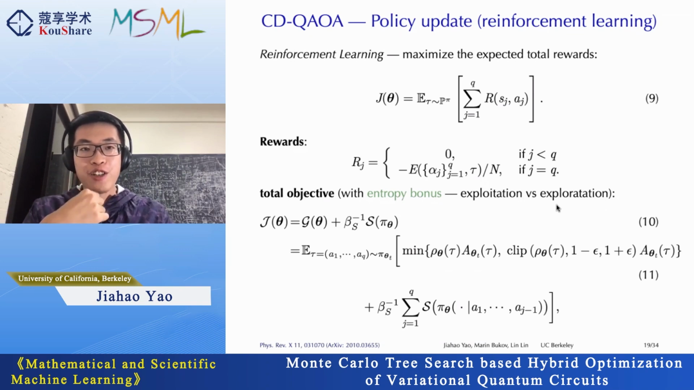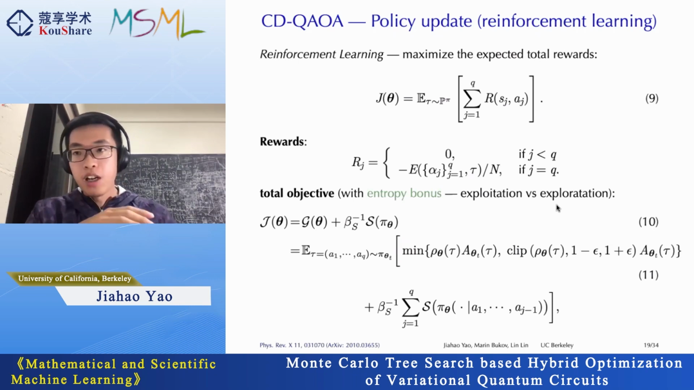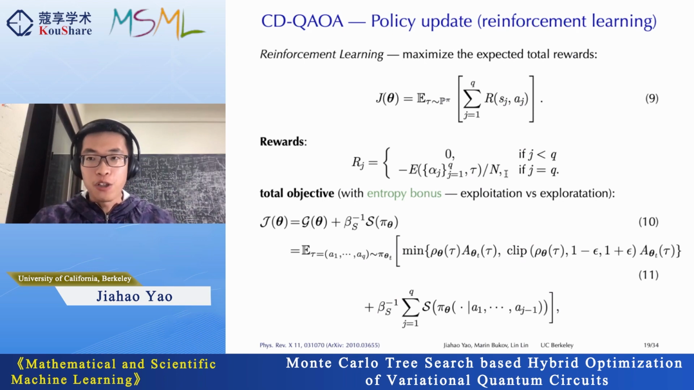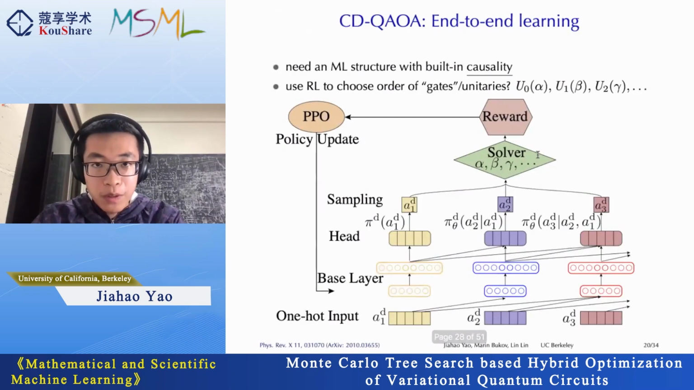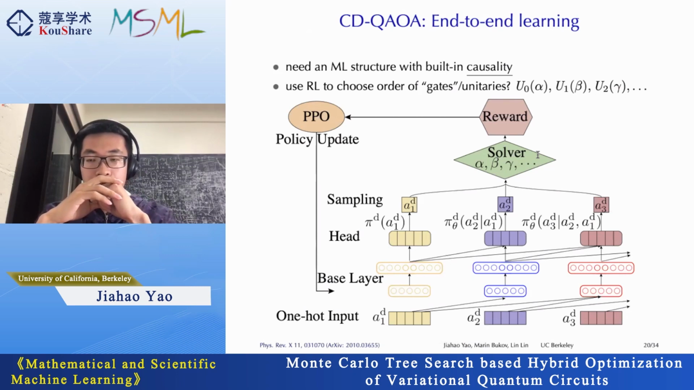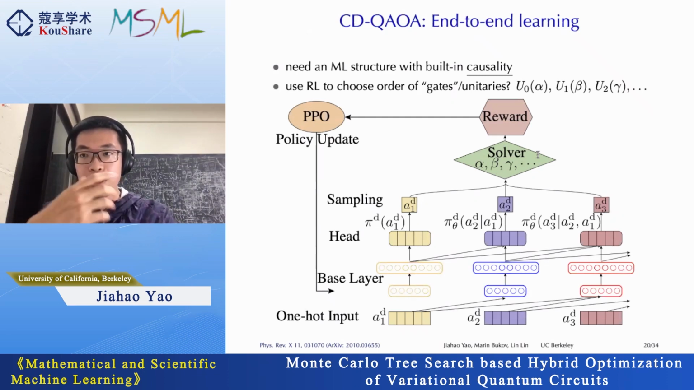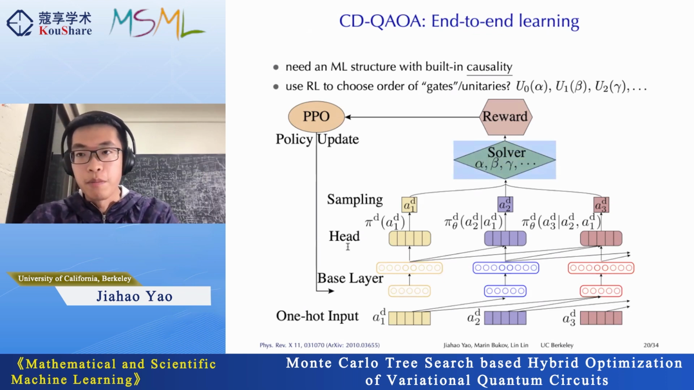For the policy updates, we want to maximize the total reward, and the reward here is defined as 0 while the circuit is in progress, and you get the energy only at the end, because the measurement shouldn't happen in between. We also add an entropy bonus to the reward as shown here. So our CD-QAOA approach uses this autoregressive network to parameterize the policy, you use the solver to get the continuous parameters, and do the PPO updates to get an update for the parameters of the network.